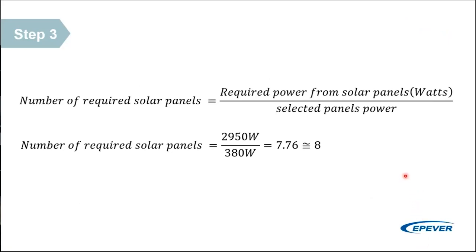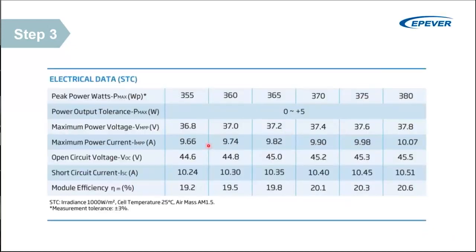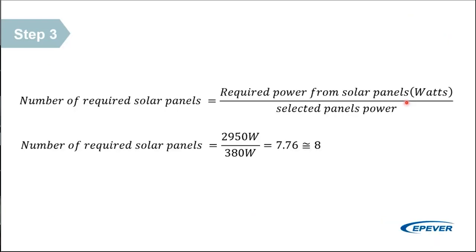Again, solar panels can be wired in series and parallel, and based on the charge controller type, one can select different types of panels, and the number of panels needed is calculated as below. First, you need to find the proper panel that you want to use. Let's have a look at it. I just assume that I'm going to use this panel here, whose peak power is 380 watts.